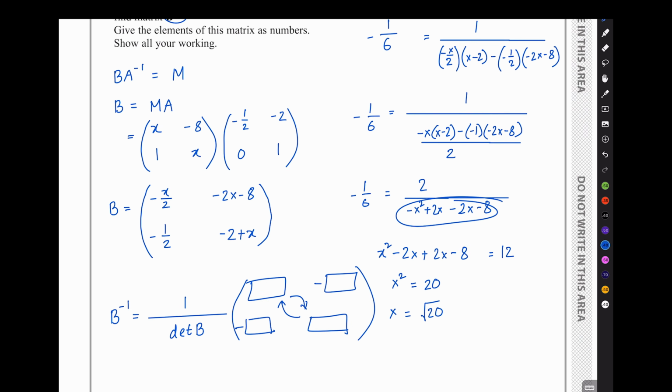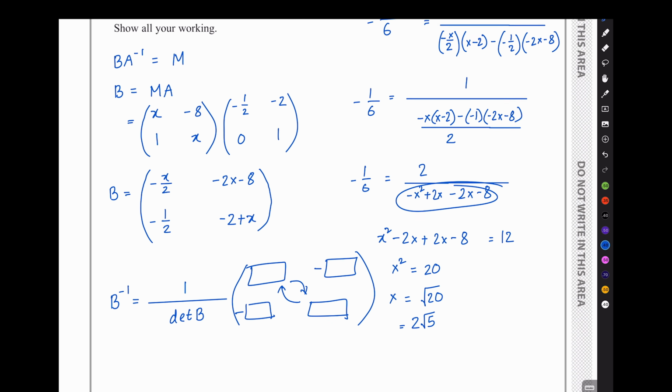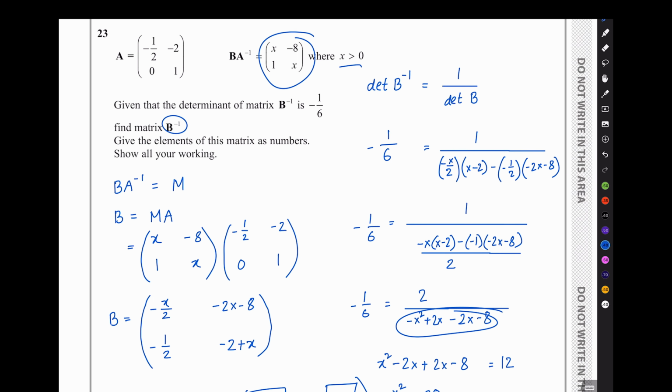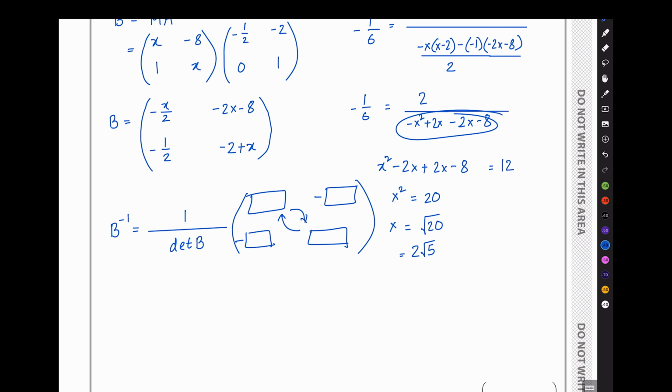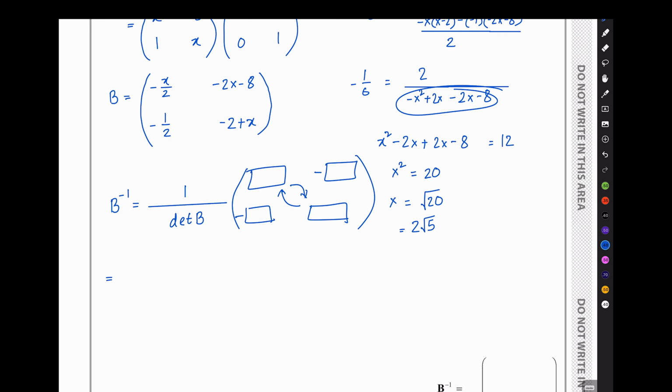And x is greater than 0, okay? So square root of 20, what's the square root? Just find it. So it's 2 root 5. Right, so oh, my goal was not to find x, my goal was to find the inverse. Okay, so I'm going to do it right here.